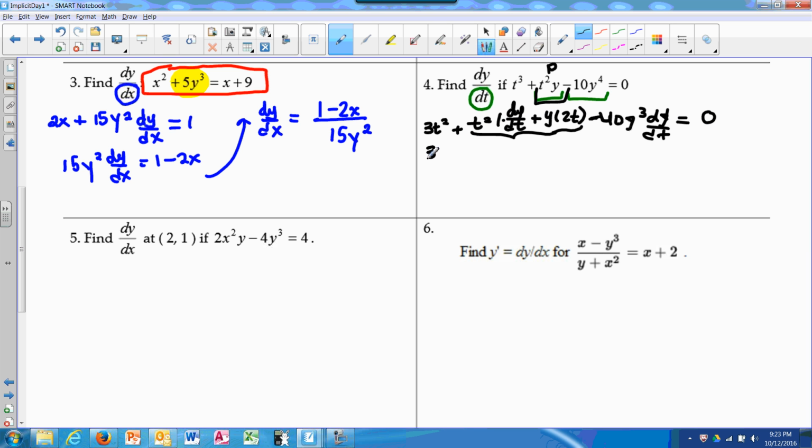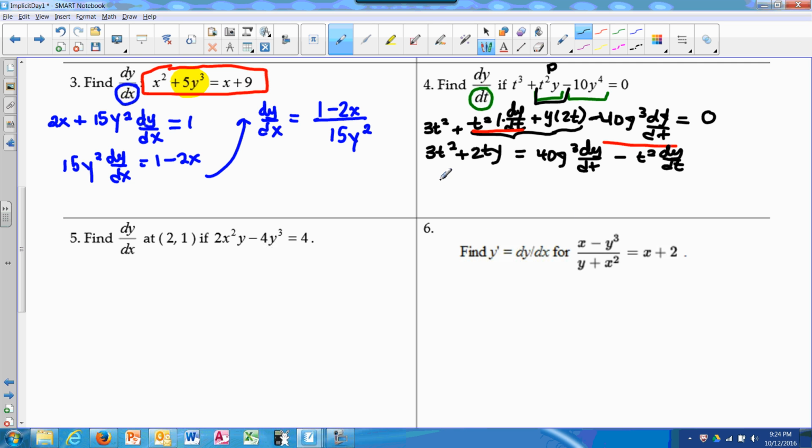Instead, I'm going to keep the 3t squared and the plus 2ty on the left-hand side. I'm going to instead move the two dy terms over, because that gives me one positive and one negative there. That's the least amount of negatives I can make in the problem.